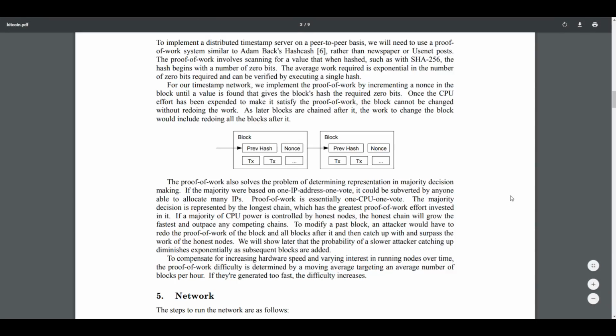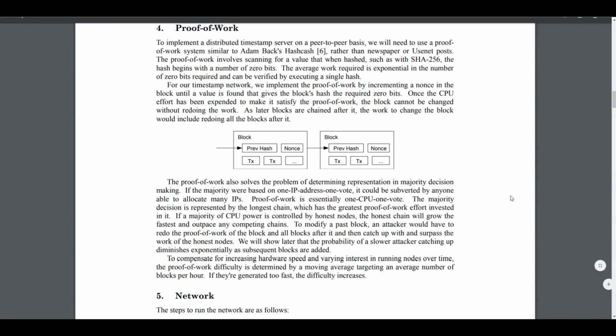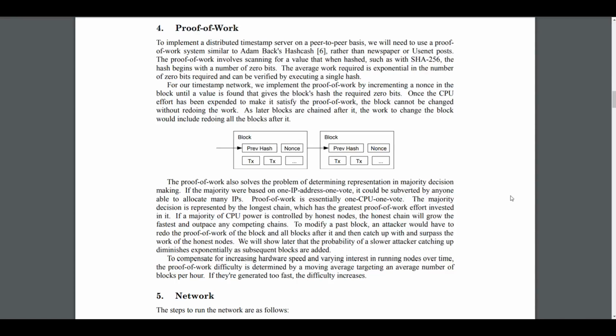And I think it's important to know that the nonce is very unique, and it's always dependent on the previous one. So when we're saying as later blocks are chained after it, the work to change the block would include redoing all the blocks after it. Yep. So that means that nonce value and the previous nonce values, you would have to redo all the different works to modify the whole chain. And that's what helps Bitcoin become the immutable ledger that it is, right?